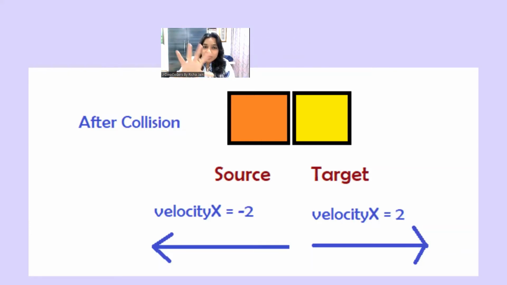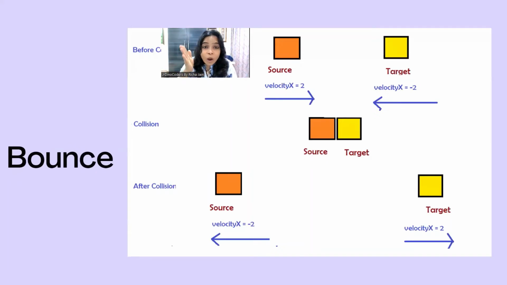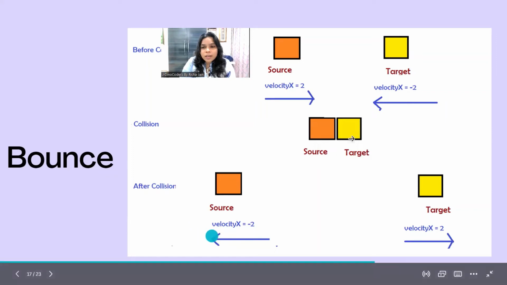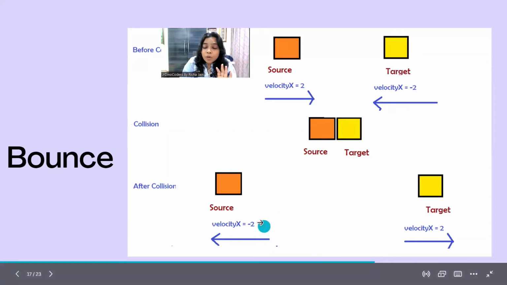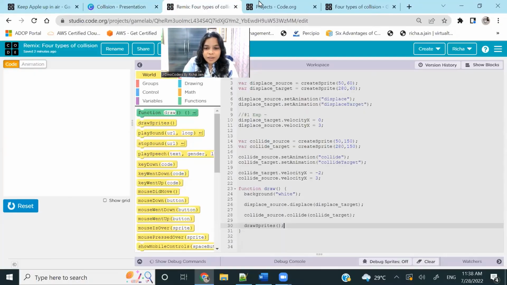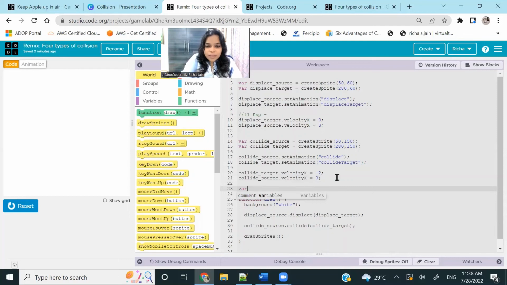If you want to see it in one single picture, this is how it will look. The source has a velocity x of 2, the target has a velocity x of -2. Both collide, and after collision, both the velocities are interchanged. So if the source was going in the right direction, it will start going in the left direction, and if the target was going in the left direction, it will start going in the right direction, and these numbers will also interchange. So let's see it now. Let's quickly put up the sprites.